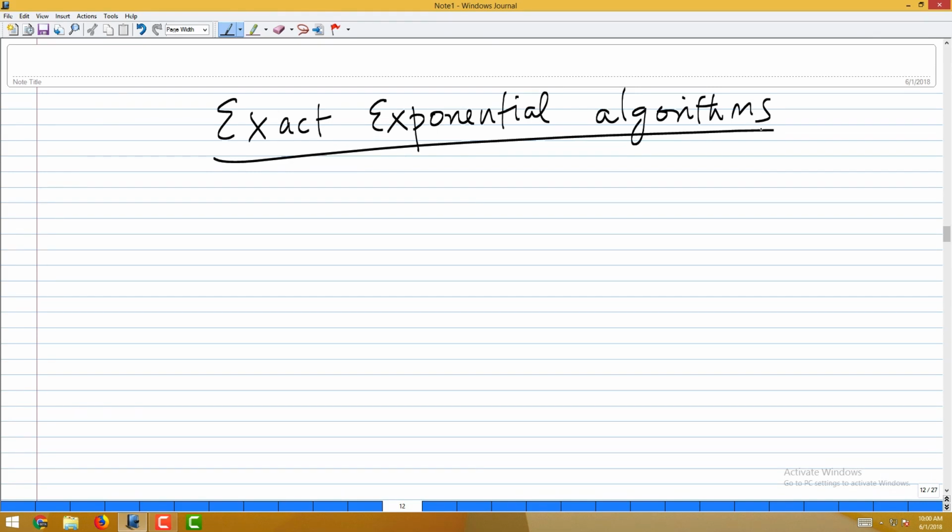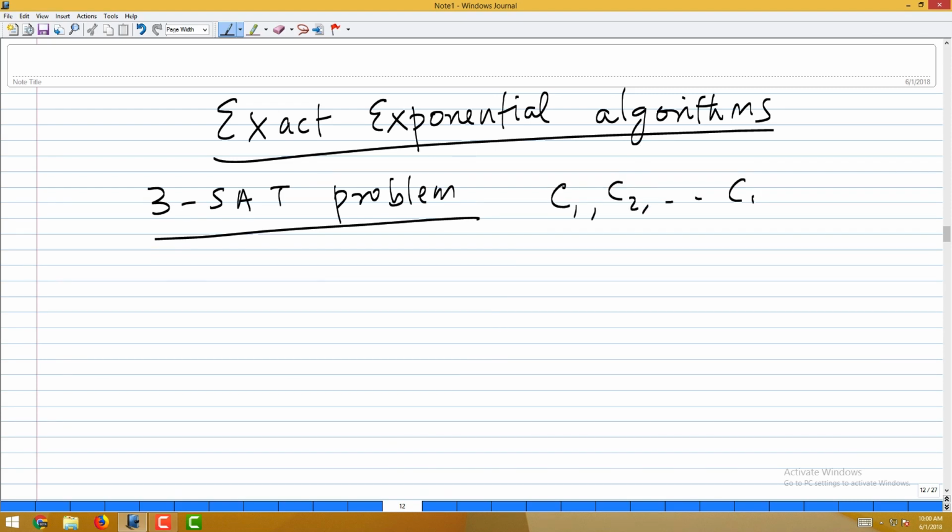So, let us look at again the 3 SAT problem. m clauses, n variables. What would be a brute force algorithm, an exponential algorithm, to test satisfiability? How much time? 2 power n, right?